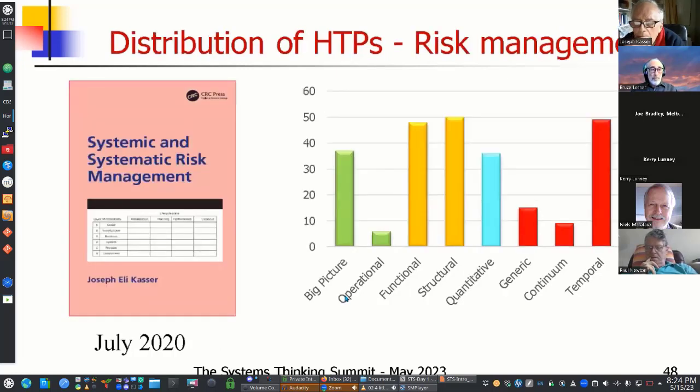And in risk management, you see a lot more functional and structural, because we're looking for risks associated with the functional and the structural. A lot more quantitative because there are numbers associated with each of the risks. And since risks are events that happen over time, you can see that the temporal perspective mentions shot up an awful lot.